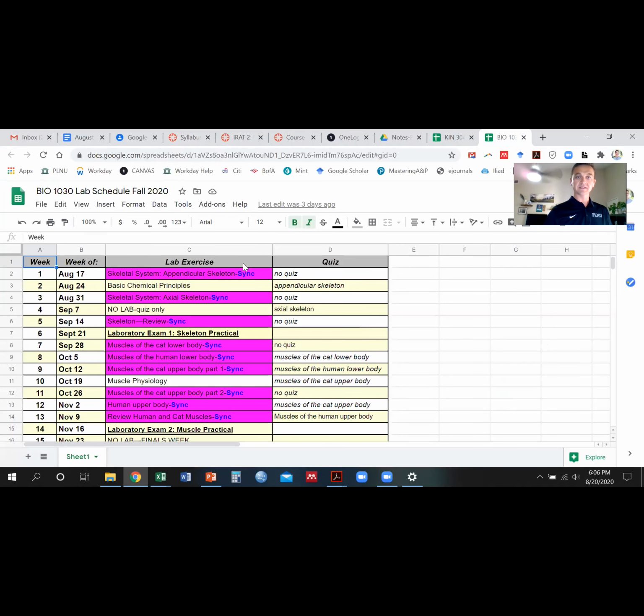It'll tell you when all the sync sessions are. So all those purple ones are the synchronous sessions. We're just going to see how this goes. This is obviously new for all of us, and I thought it would be helpful to do some synchronous stuff here, but we also can do it asynchronously after we do these few for the skeleton lab. I'll get some feedback from you guys, and we'll see if it's worth the time to continue that once we get into the muscle stuff here.